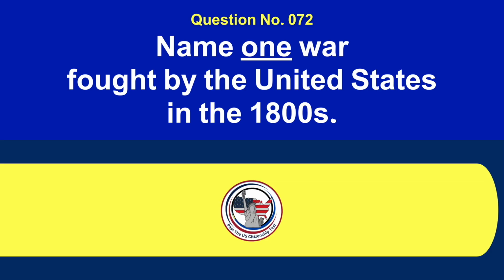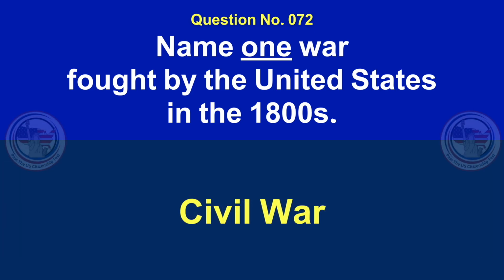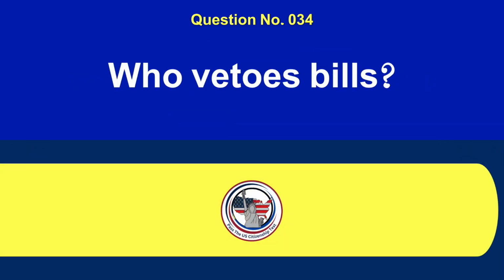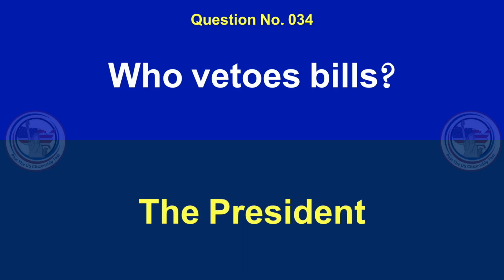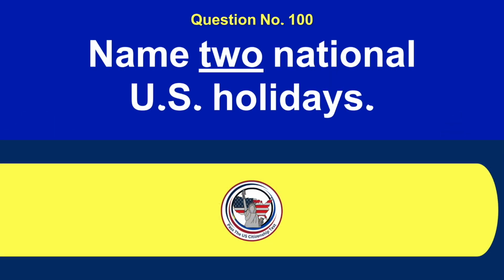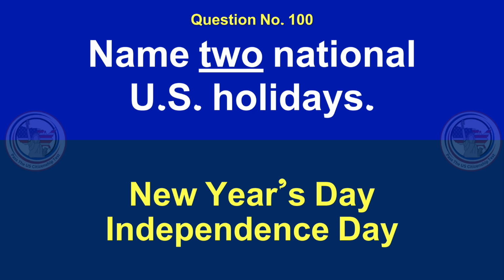Name one war fought by the United States in the 1800s. Civil War. Who vetoes bills? The President. Name two national U.S. holidays. New Year's Day. Independence Day.